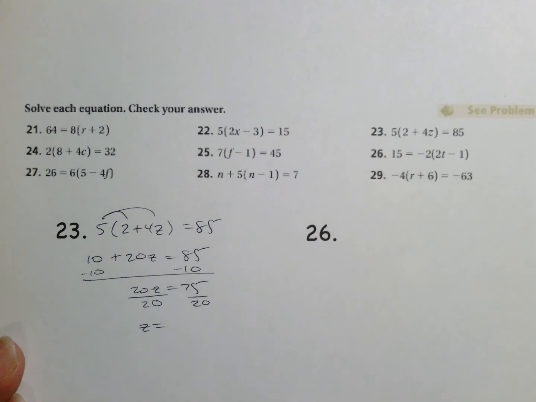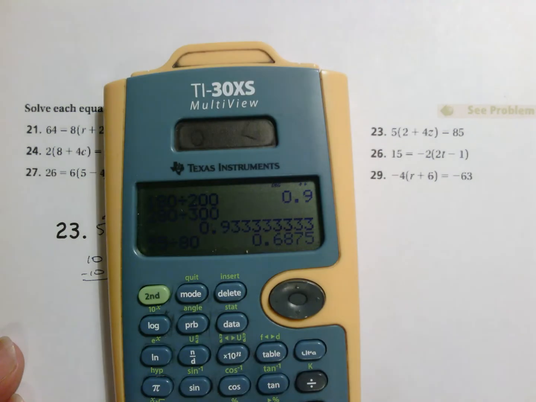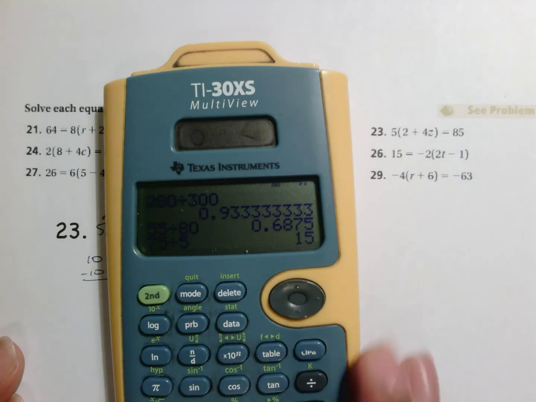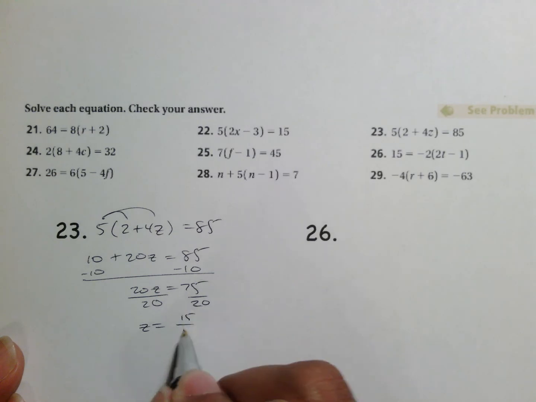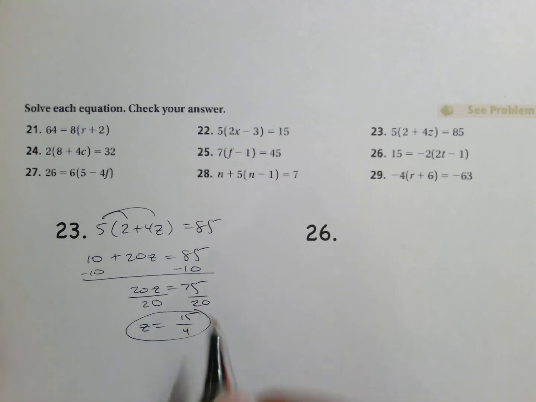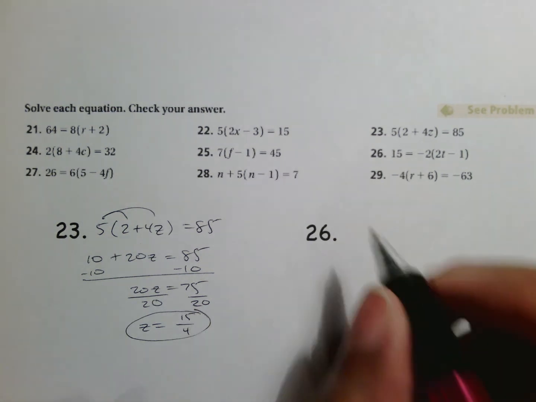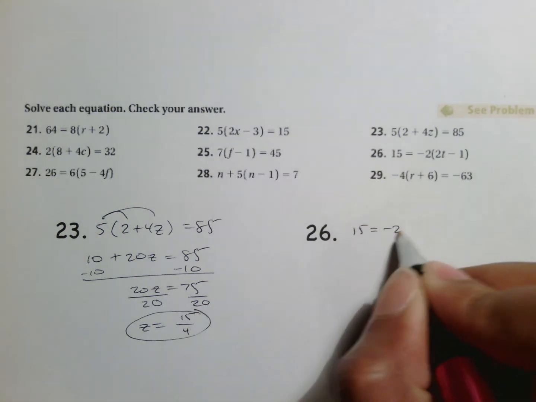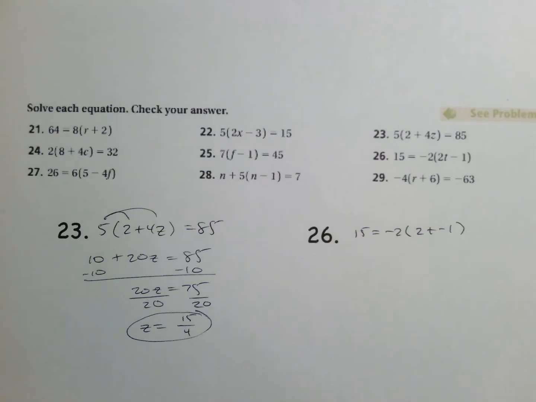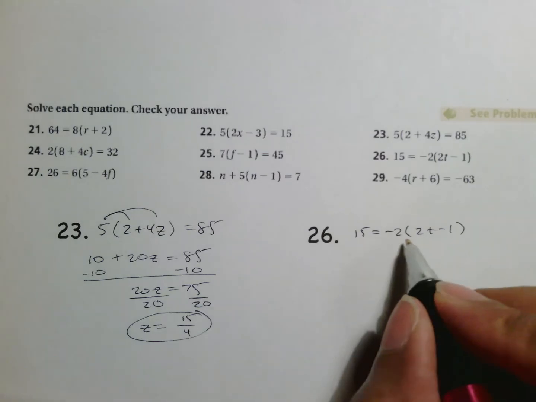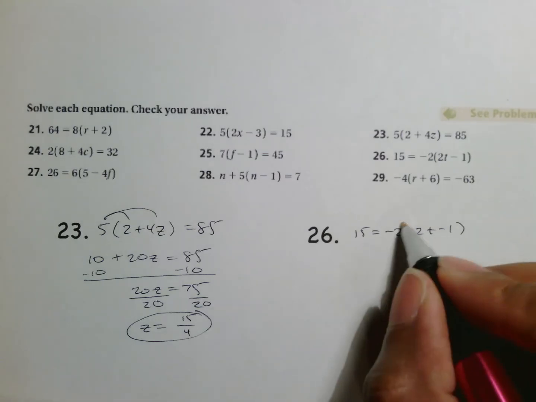I know this can be divided by 5. I think 75 divided by 5 is 15. Yes, it is. So it'd be 15 over 20 divided by 5 is 4. And that would be your stopping point. And even 26 gives us 15 equals negative 2 times 2t minus 1. Again, the parentheses are a big indicator that I need to get rid of those first.